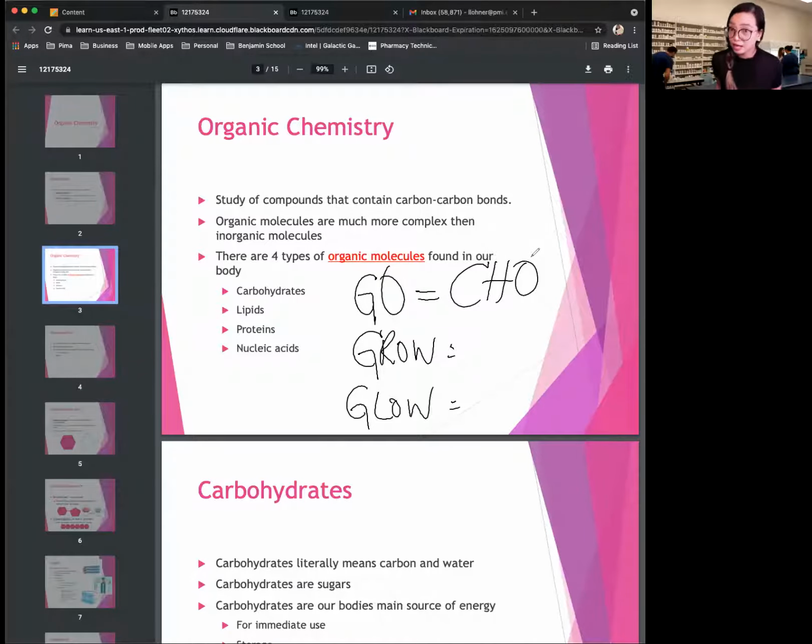So your go food, abbreviation for carbohydrates, is CHO. That's what I learned in organic chemistry, because it's a combination of carbon, hydrogen, and oxygen. That's why CHO, carbohydrates. It's how pharmacists and chemists would write carbohydrates. Carbohydrates would make you go, gives you energy, okay? So examples of food that are rich in carbohydrates, okay? This is what I always say.